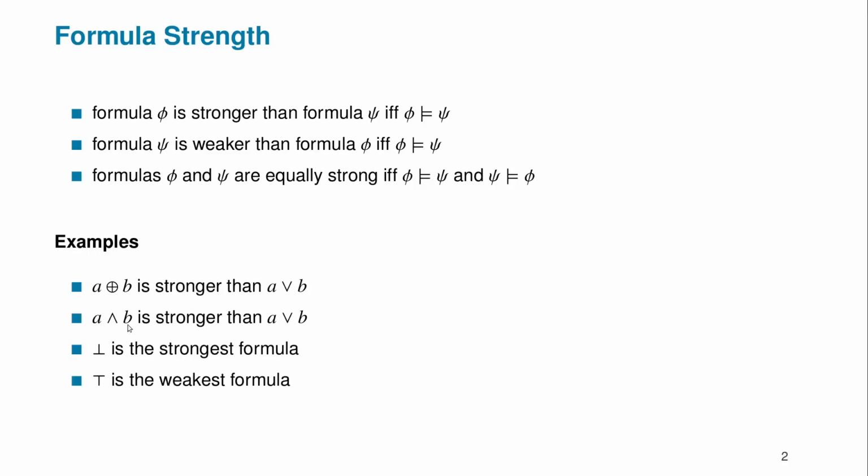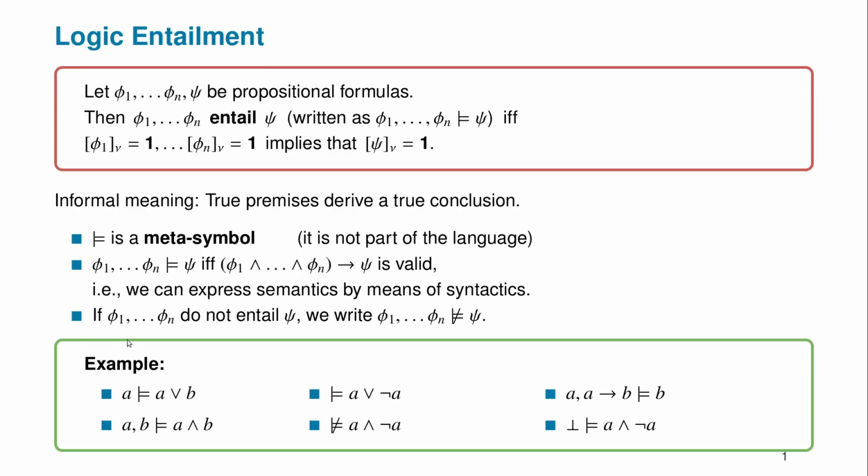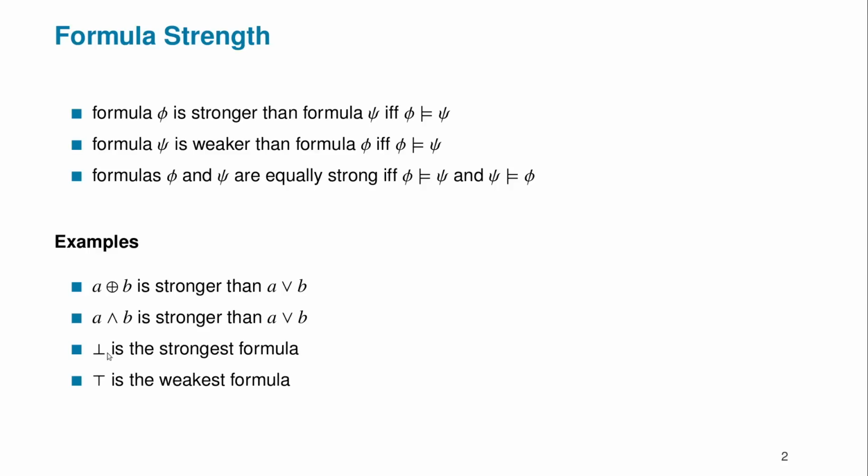Okay, then A and B is stronger than A or B. A and B is only true if A and B are both true, and in this case A or B is also true. And the strongest formula we have is bottom. Bottom never becomes true, therefore it's the strongest formula. And the weakest formula we have is top. This one is always true, and therefore there is no weaker formula than top.